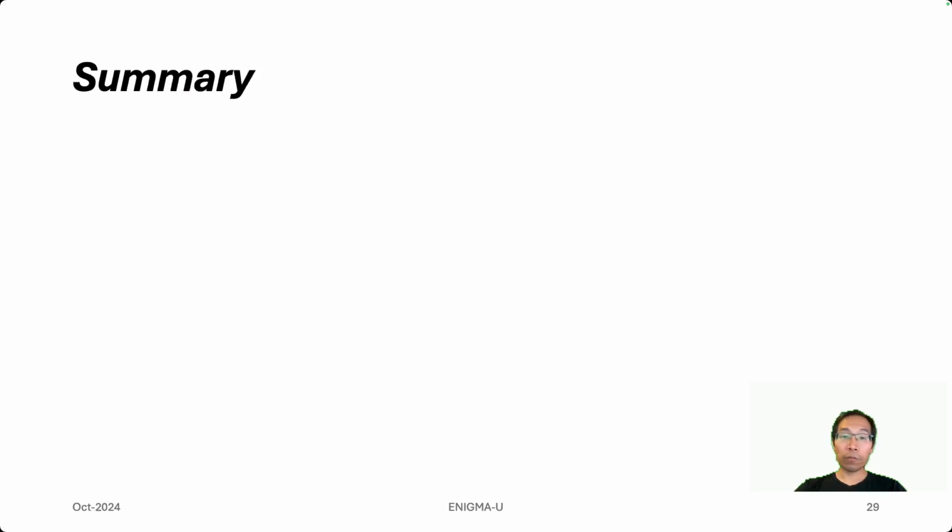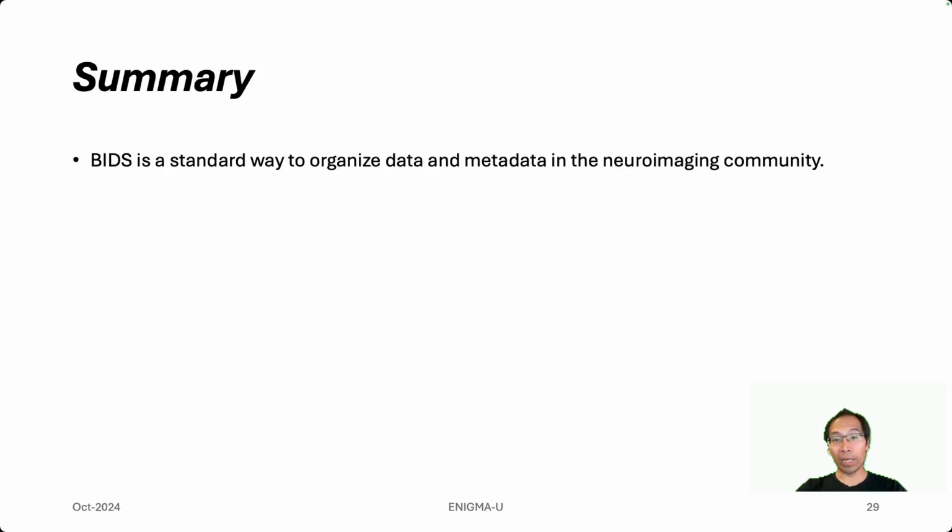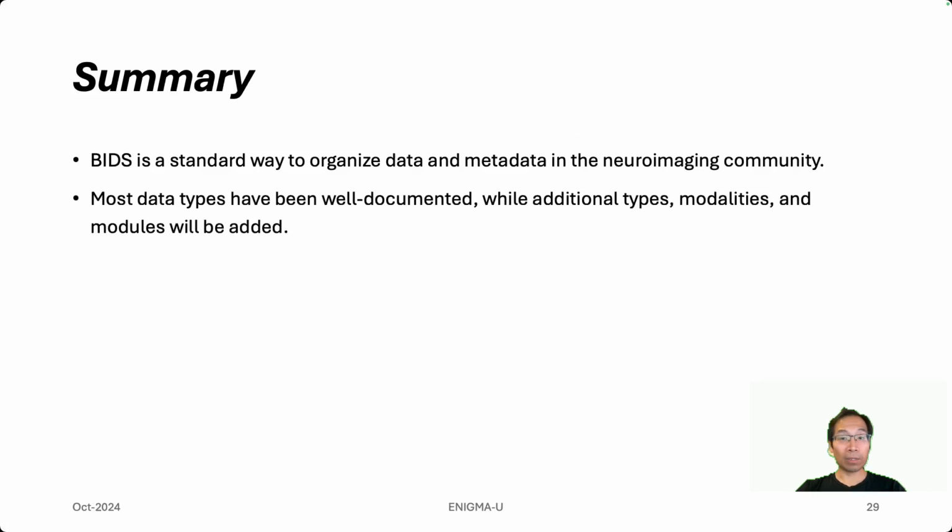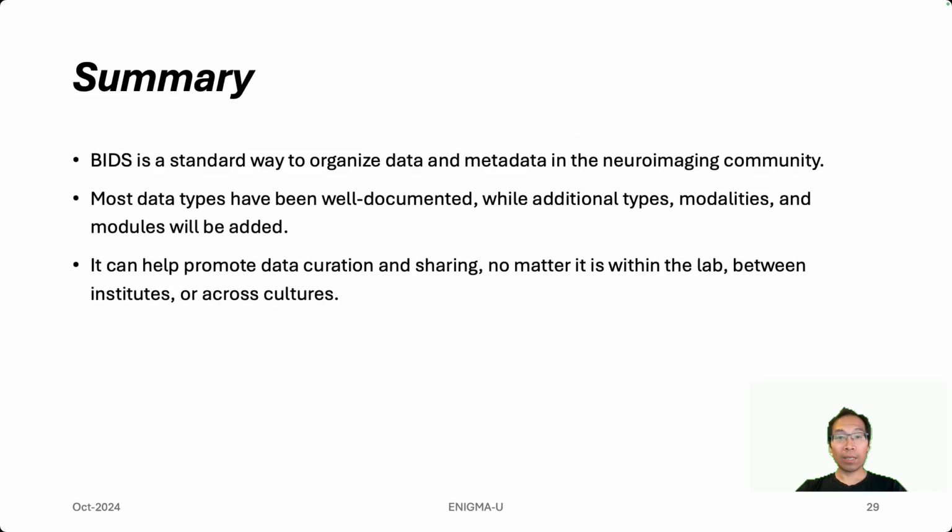Okay, summary. So first, BIDS is a standard way to organize data in cognitive neuroscience and related research fields. Second, most data types are well documented and the transformation can be quite easy and straightforward. Third, it can help promote data curation and sharing, whether within the lab or across multiple sites. Thus, just try it out in your study.